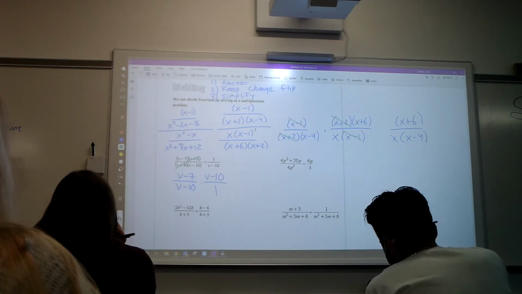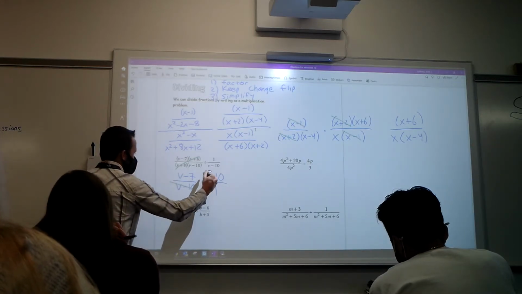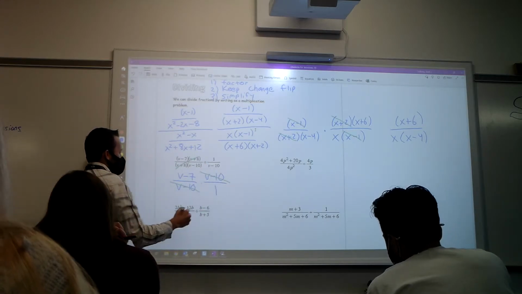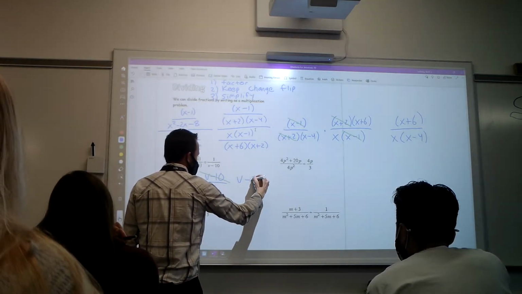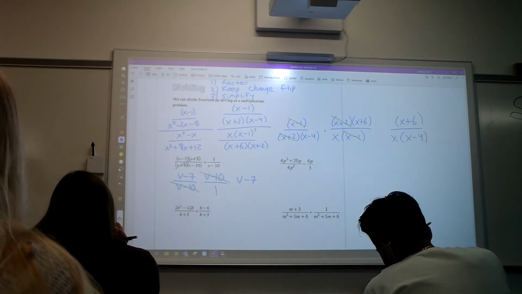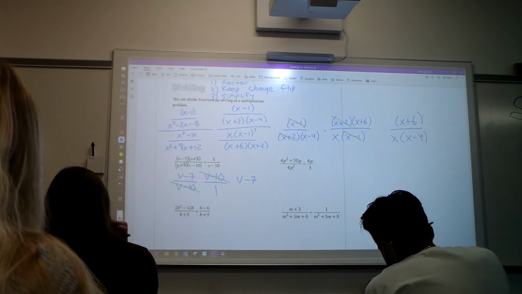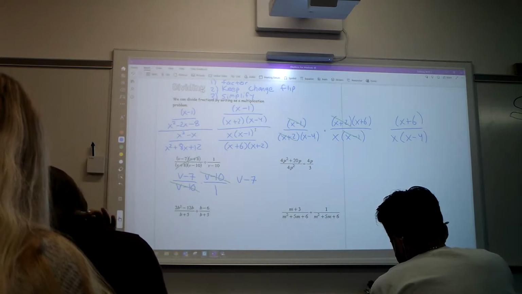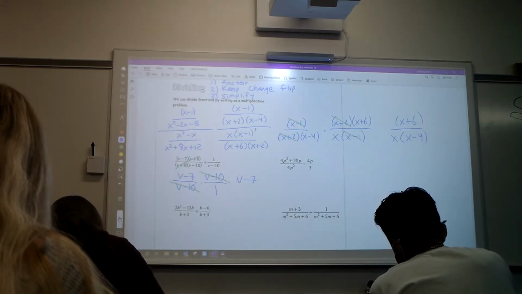What else can we simplify here? So all that's left is v minus 7. Hey, pretty cool, right? Okay, cool. Let's keep on going, but I need some help on this next one.